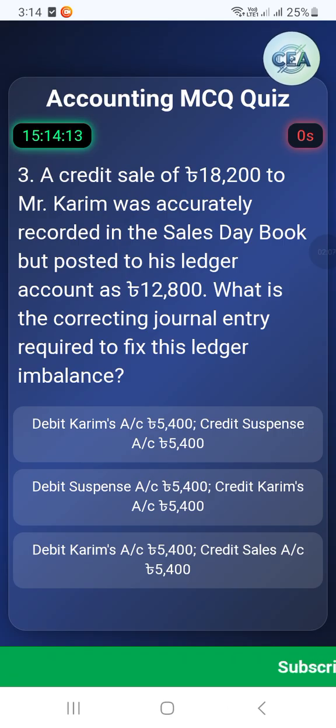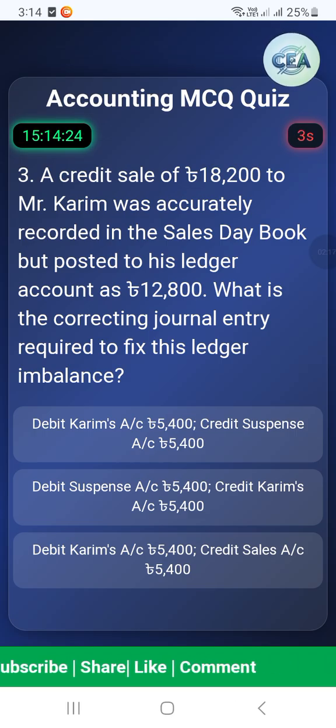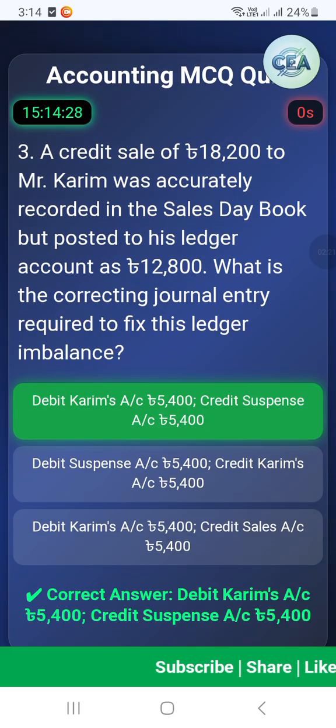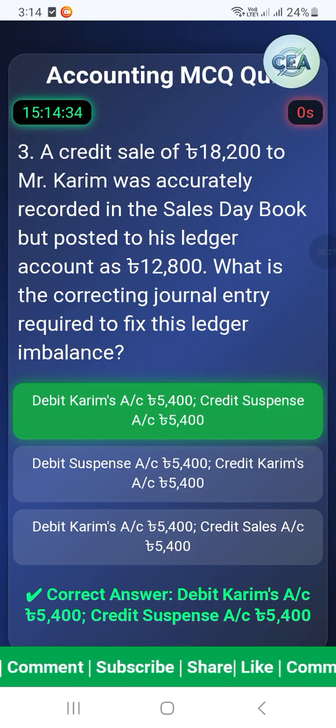Option 3. Debit Kareem's AC 5,400 takas, credit sales AC 5,400. Correct answer is debit Kareem's AC 5,400 takas, credit suspense AC 5,400.